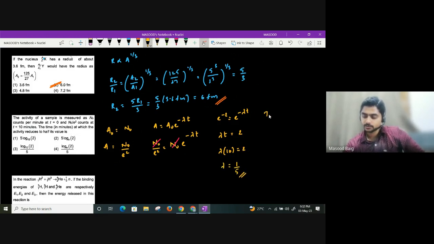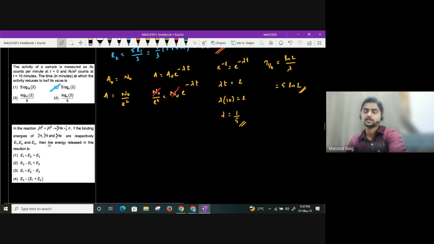So what is t half they are asking? T half value, as you all know, it will be ln 2 divided by lambda. So I'll get the answer as 5 ln 2, guys. Ln 2 is nothing but log to the base e. So I'll get the answer as 5 log 2. Clear all of you? Understood everyone? I hope you have understood. So activity can be given as A naught e power minus lambda t, right? So from there we found out the value of lambda. So after 10 minutes, they said that activity became n naught by e square. So that is what we have solved.